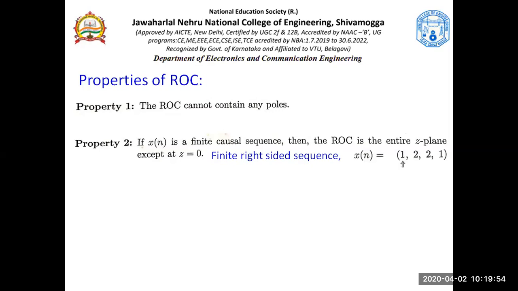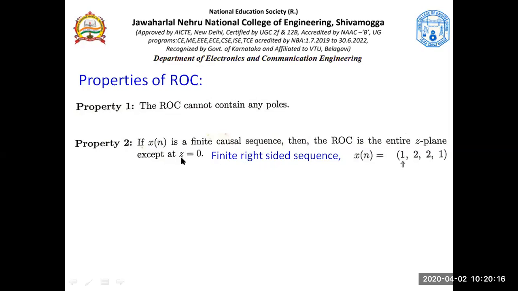Go visit that and look into that material. You'll get to understand, those who don't remember what this is talking about. If you consider a finite right-sided sequence, the ROC of any such finite right-sided sequence would be the entire Z plane except Z equal to 0. That is the meaning of this.